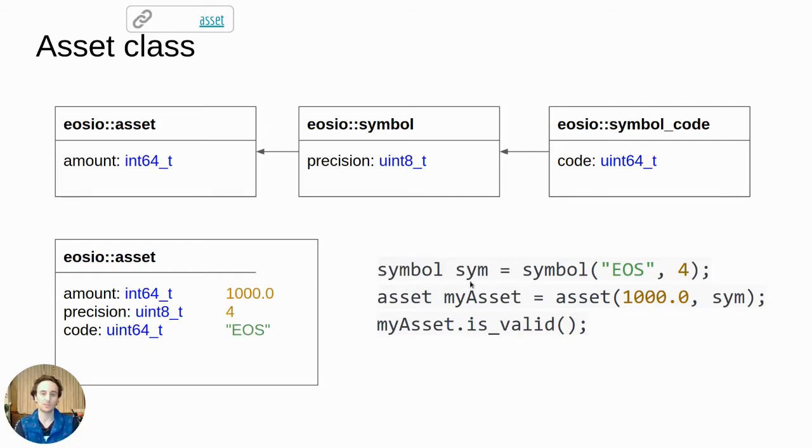So to actually create this asset, this is what it looks like. You instantiate a symbol, you pass that into the asset, so that symbol defines the code as well as the precision, so that means 4 decimal places in this case. To instantiate the symbol, and then you put the amount here when you instantiate the asset. And there are several member functions. This is one of them. This is valid. It'll check that you've done that right.